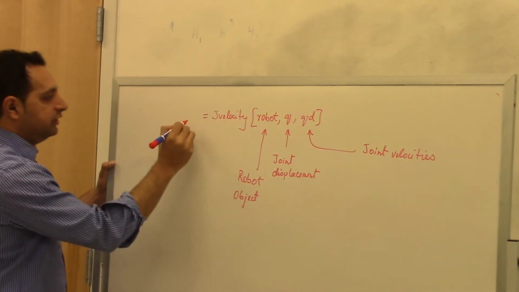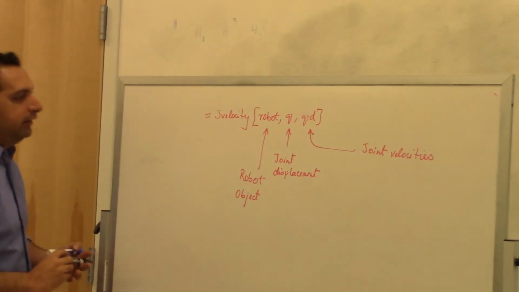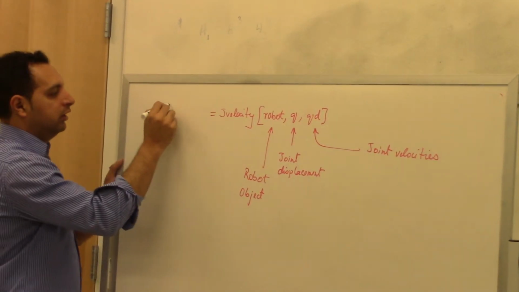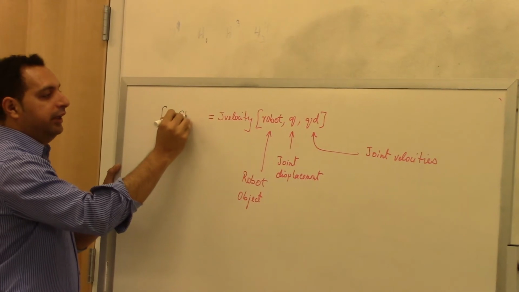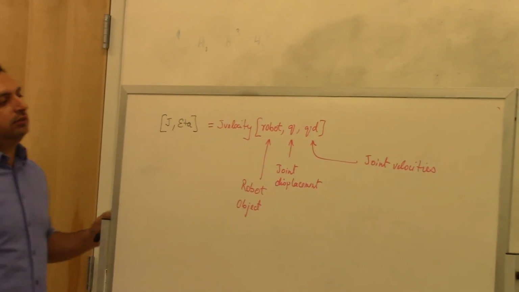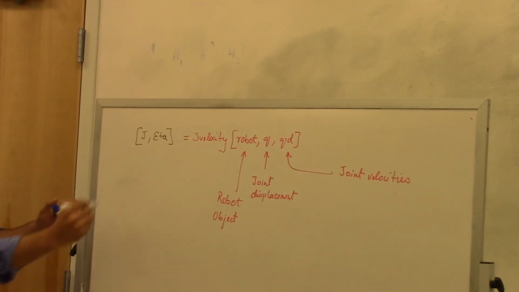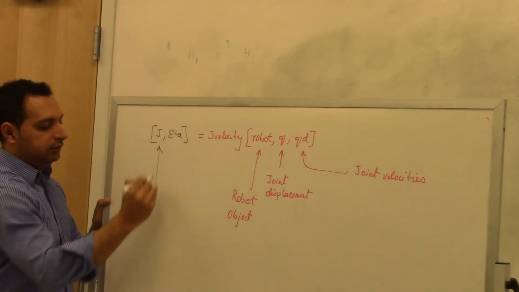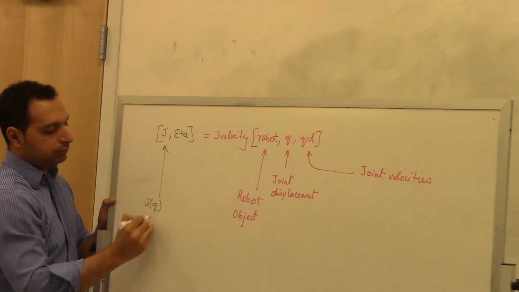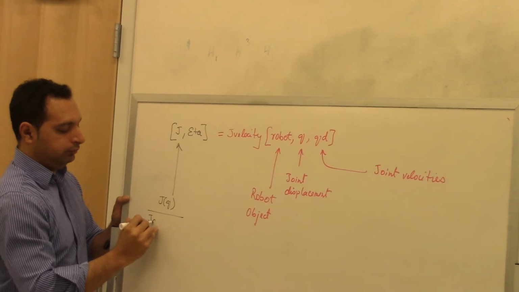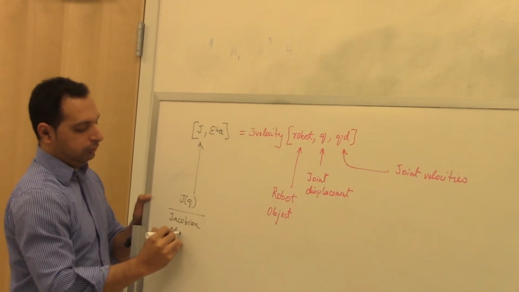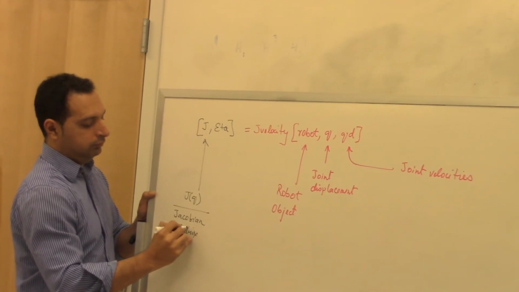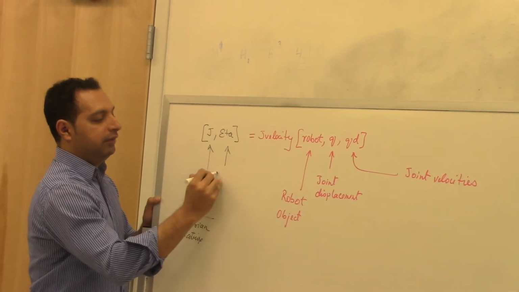What I want from this is the following. I need the function to return two values. The first one it should return is the Jacobian matrix, and it should return the end effector velocity eta. Okay, it should give me what is the Jacobian matrix, J of Q, and this should give me the end effector velocity.